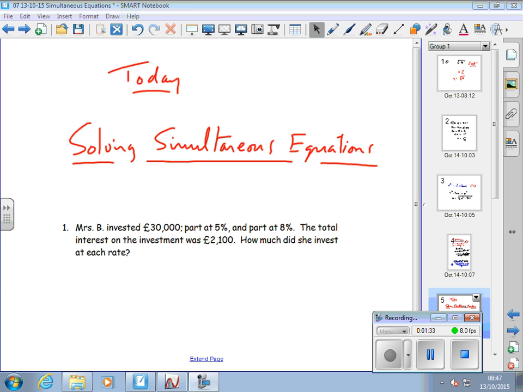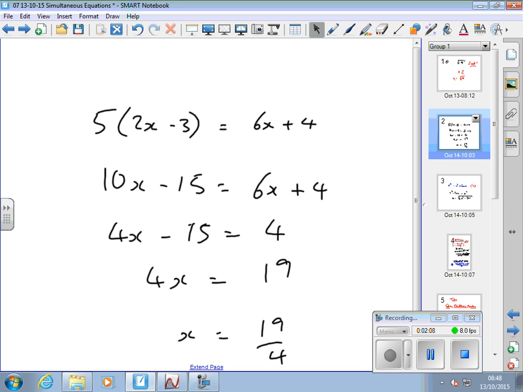What we have is a couple of unknowns. We don't know what she invested at 5%, so let's call that X. That's her 5% investment. And we don't know what she invested at 8%, so let's call that Y. I have two unknowns. And if I have a situation where I've got two unknowns, that immediately brings problems in my mind. If we think back to the drill question that we've just been looking at, say this one up here, there's only one unknown in that equation, so I can find out what it is. And we did that. We found that X is 19/4.